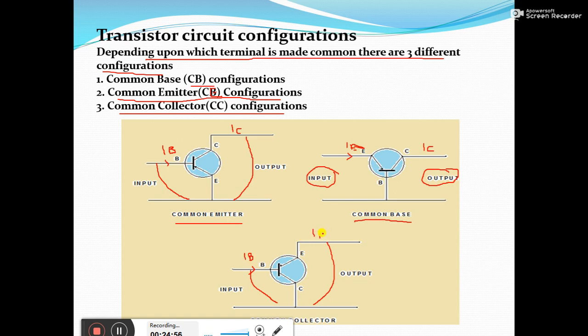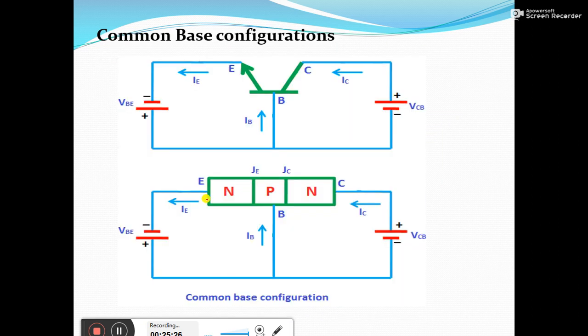So in your examination, you are supposed to draw these diagrams. Also, you should mention which are the input currents and output currents, and input voltage and output voltage with respect to these three configurations. Okay. For your syllabus, we will be studying in detail two configurations, that is the common base configuration as well as the common emitter configuration.